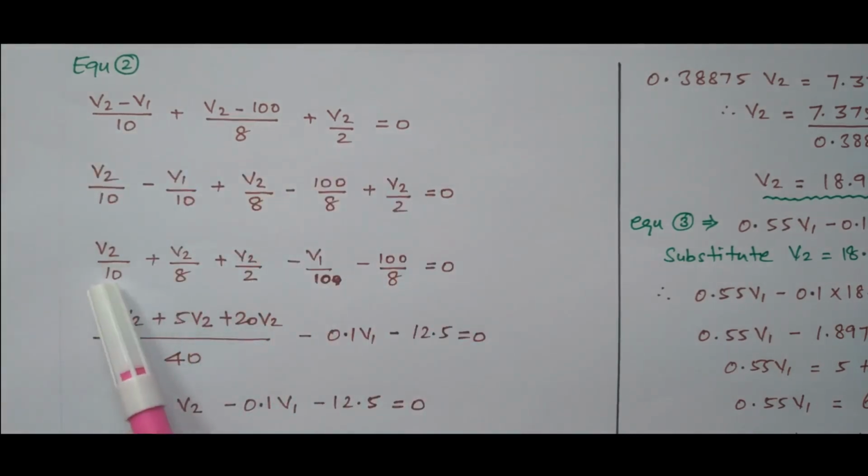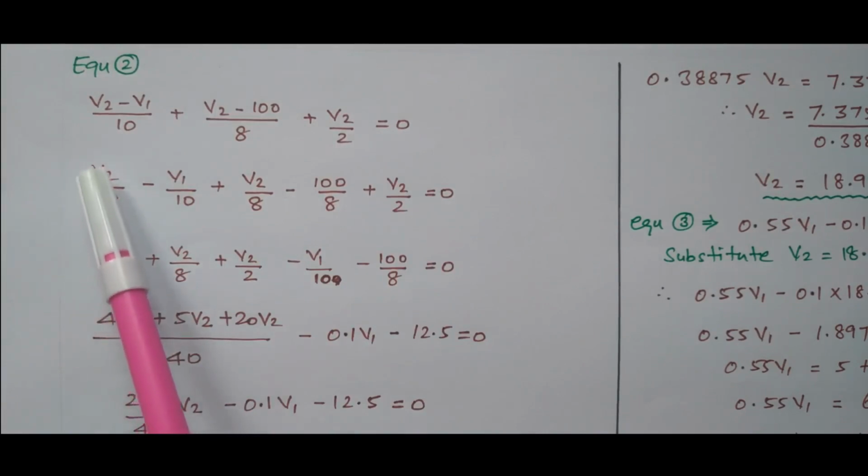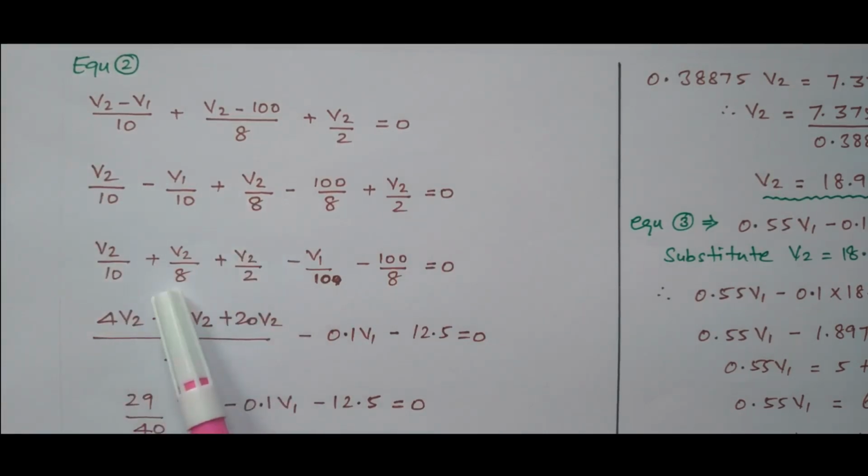Now we'll write the V2 terms. What are the V2 terms available? V2/10, V2/8, and V2/2. Three V2 terms are available. One V1 term is available, minus V1/10, and the numerical is minus 100/8. Now we can take the LCM for these three numbers, 10, 8 and 2. The LCM is 40.